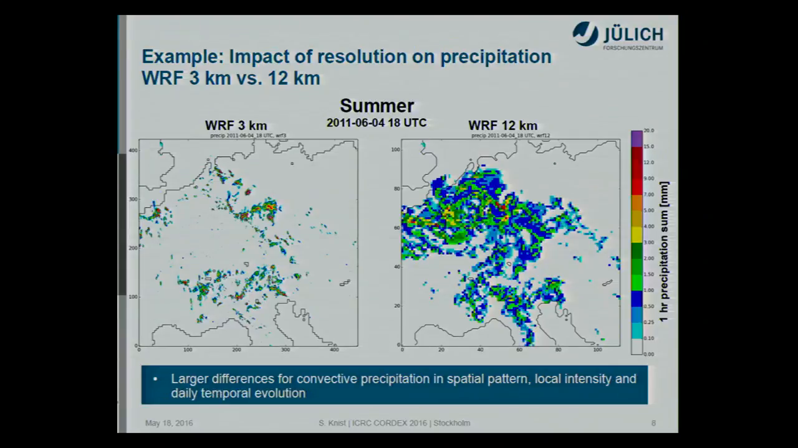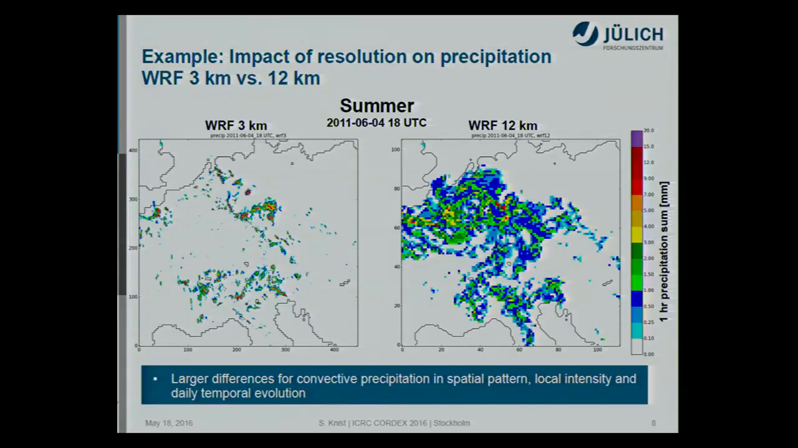But this picture looks quite different if you pick a typical situation in summer when convective processes play a major role. This is a day in June, and you see that in the 12-kilometer resolution, much more precipitation is generated, but the local intensities are higher in the 3-kilometer simulation.